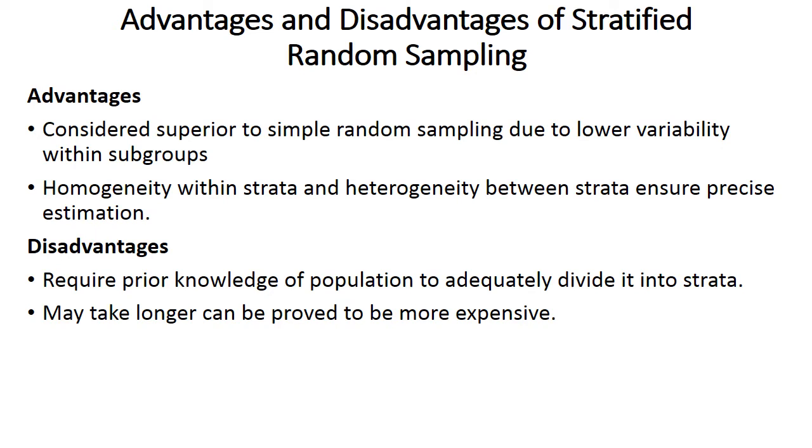It again has some advantages and disadvantages. This method is superior to simple random sampling due to lower variability within the subgroups, because as I said, the groups are divided into homogeneous groups, so the chance of error is very low. Homogeneity within the strata and heterogeneity between strata ensure precise estimation. Now the disadvantages are that the researcher must be very clear about the information or knowledge of the population. It may take longer and can prove to be more expensive.